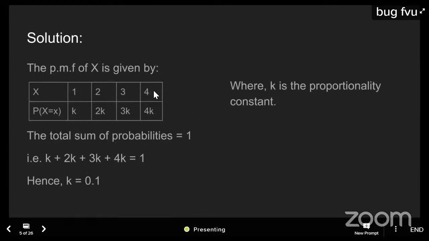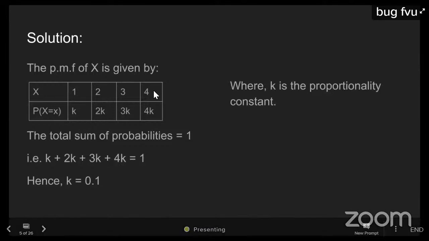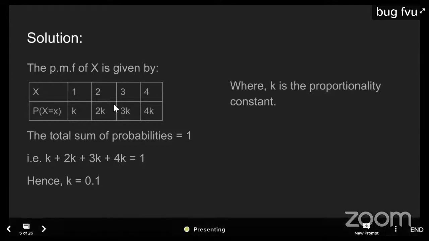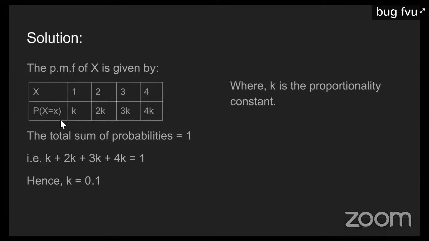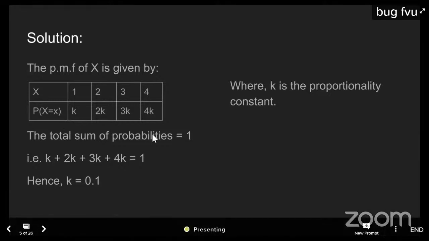Yes, sir. And let k be my proportionality constant, and we know that its probability is proportional to the number on the ball, right? So for x equal to 1, the probability that my random variable x will take the value 1 is 1 times k. Similarly for 2, it's 2 times k. Similarly for 3 and 4, it's 3 times k and 4 times k respectively, right? Is this PMF table clear?